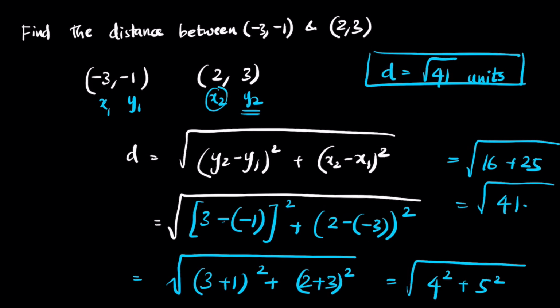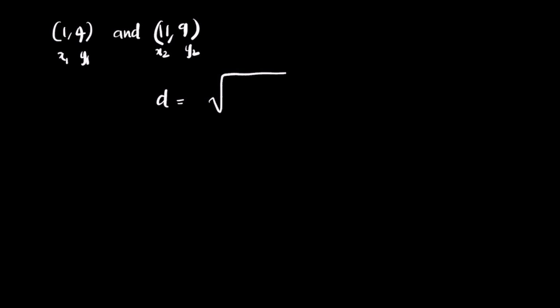So hope you understand this. Now let's try another problem. So try to find the distance between 1 comma 4 and 11 comma 9. So again x1 y1, x2 y2. Try to use the values and use the formula d equal to under root y2 minus y1 square plus x2 minus x1 square. So try to substitute the values and find the answer. So pause the video right here and try to solve this problem.